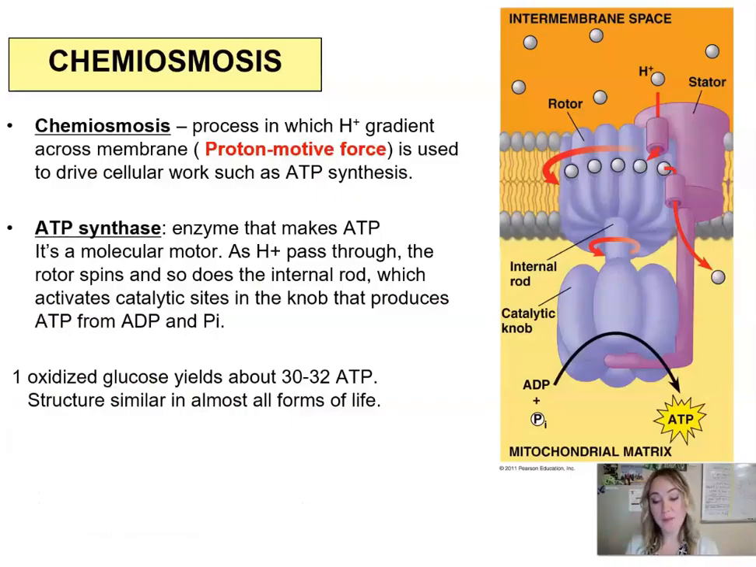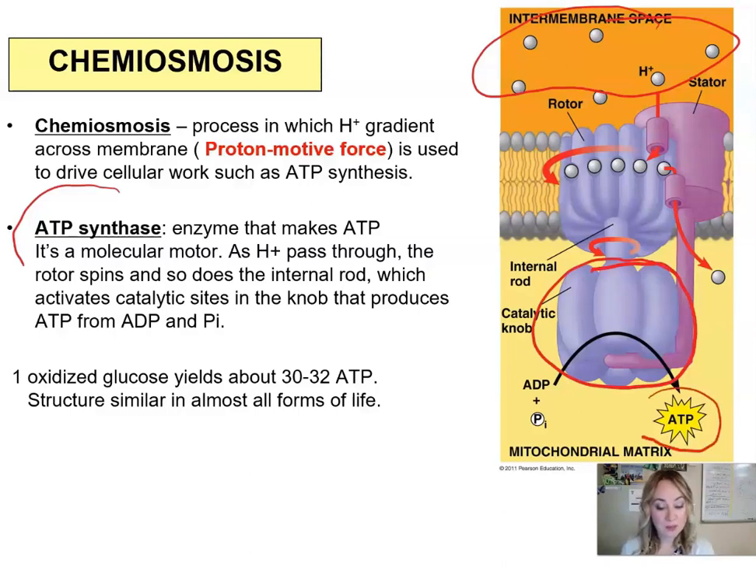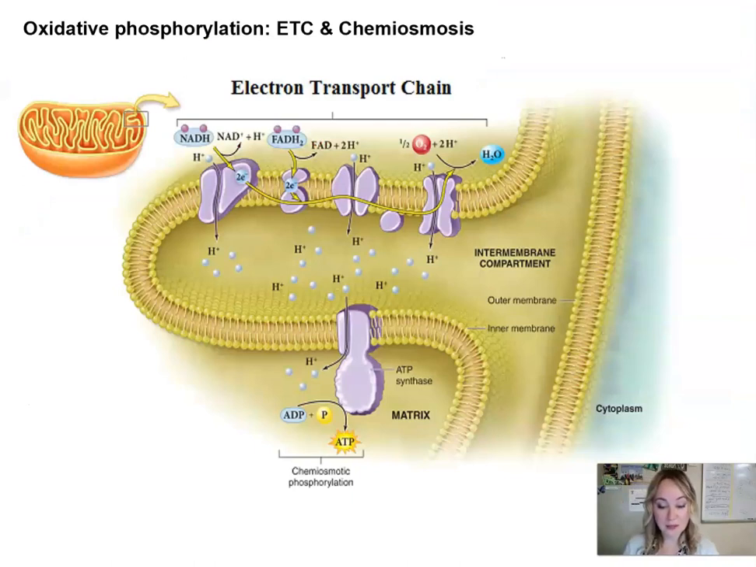So the next step would be chemiosmosis. When we generate the gradient of hydrogen in the intermembrane space, the hydrogen is going to be diffusing through ATP synthase, which is not only a channel for the hydrogen to diffuse through, but it's also an enzyme. So it has two domains. It has a channel for the hydrogen to go through, and then it has a catalytic enzymatic domain where the synthesis of ATP will be taking place. Now let's put this all together.